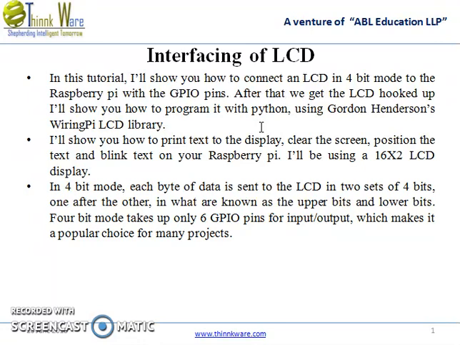In 4-bit mode, each byte of data is sent to the LCD in 2 sets of 4 bits, one after the other, in what are known as the upper bits and lower bits. 4-bit mode takes up only 6 GPIO pins for input or output, which makes it a popular choice.